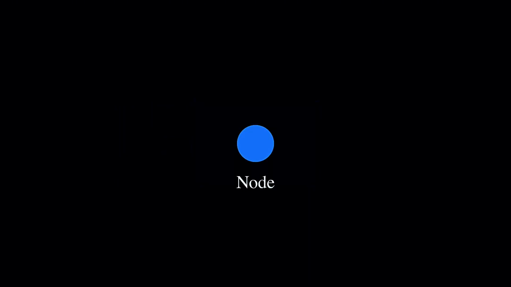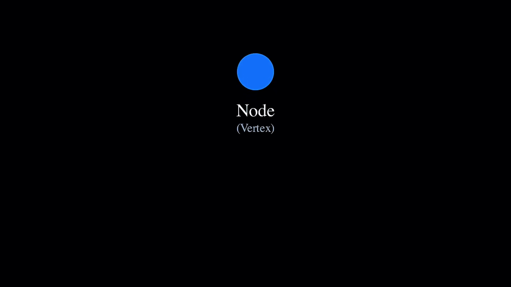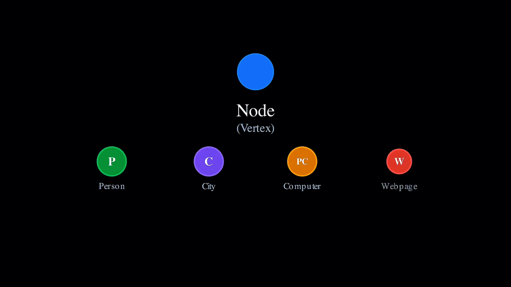A graph has two building blocks. First, nodes, also called vertices. A node represents any object or entity. It could be a person, a city, a computer, or a web page. We draw nodes as circles or dots. Each node is a thing we care about.